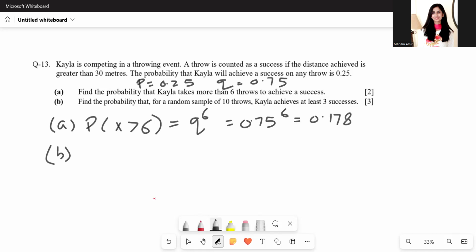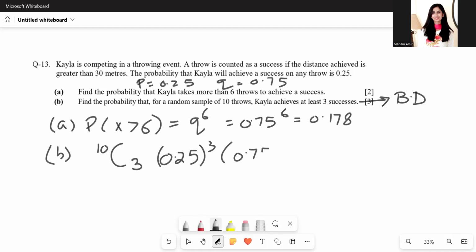Part B. Find the probability that for a random sample of 10 throws, Kayla achieves at least 3 successes. Now, this is binomial distribution. So, out of the 10, there are 3 successes. So, we're going to write p power 3, so 0.25 power 3, and failure power 10 minus 3, which is going to be 7, which gives us.